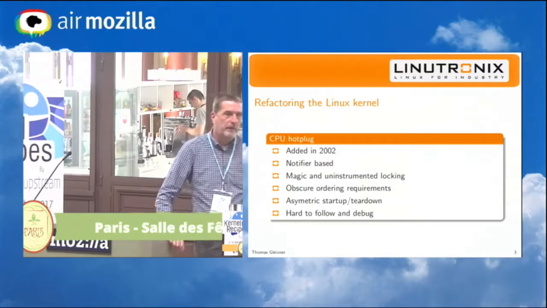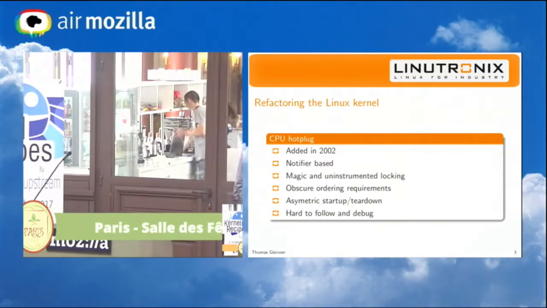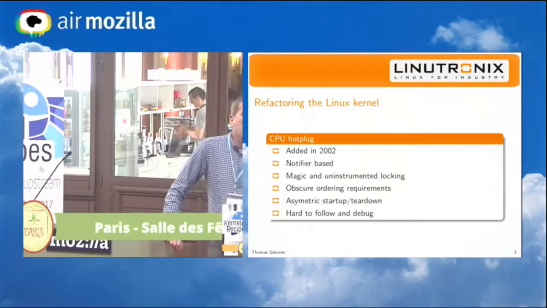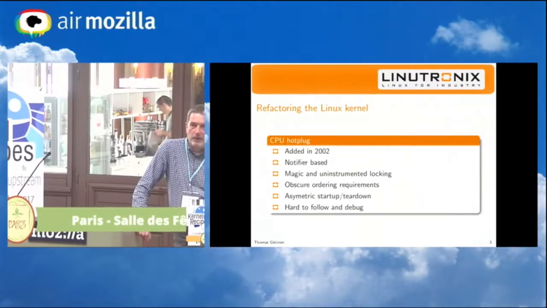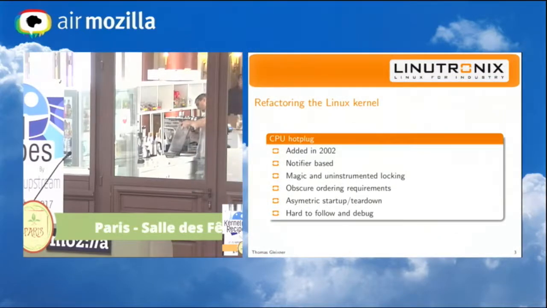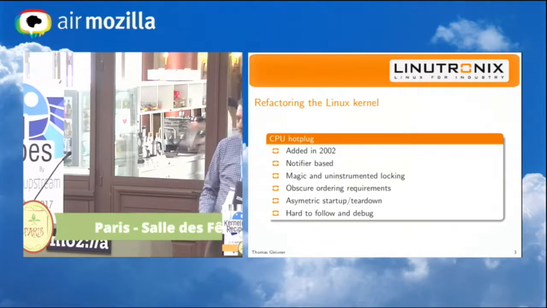So one of the first things: magic and uninstrumentable locking. The locking of the hot plug infrastructure basically evaded lockdep by an annotation trick. So you could take the hot plug locks basically everywhere without lockdep ever complaining to you. That's nice. Your code must be perfect. There's no deadlocks on the horizon because lockdep never complains about them. That turned out to be not true.